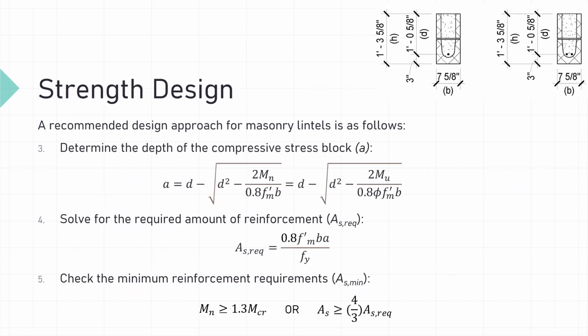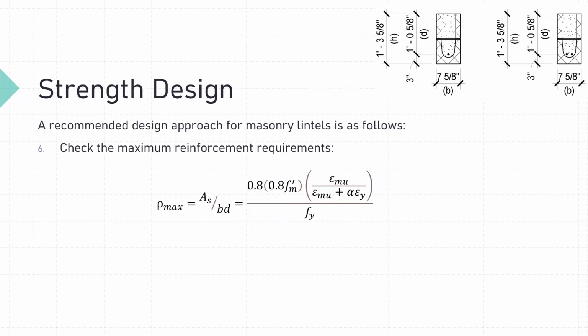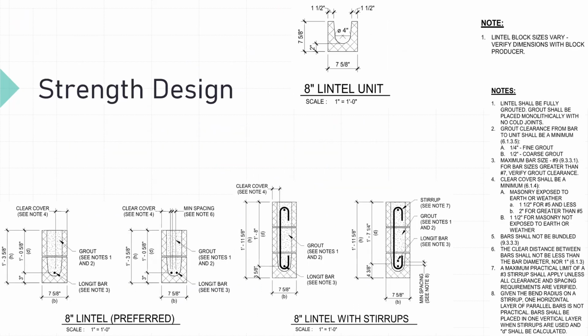Then step 3, we will determine the depth of our compressive stress block. Again, this procedure is out of Strength Design of Masonry. We'll solve for our required amount of reinforcement, As required, check our minimum values, and make sure we have enough reinforcement in our beam to satisfy the code requirements: that our nominal moment capacity be greater than or equal to 1.3 times our cracking moment, or the area of steel be greater than 4/3 of what is required by analysis. Then verify rho max, our maximum reinforcement equation. We don't want too little reinforcement, we don't want too much reinforcement. We want just the reinforcement that satisfies our code provisions.